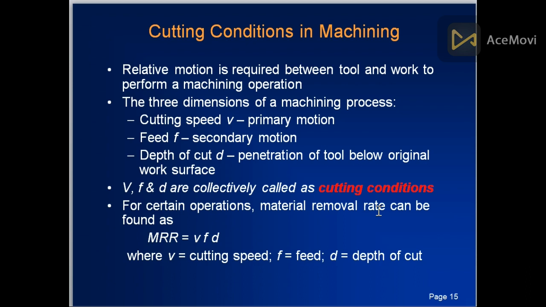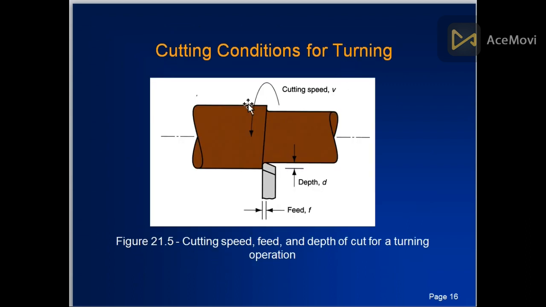For a certain operation, the material removal rate can be found as MRR equals V F D. Material removal rate is equal to velocity, or speed, times feed times depth of cut. Cutting conditions for turning: this is the depth of cut, this is the cutting speed V, and this is the feed as we move in this direction.